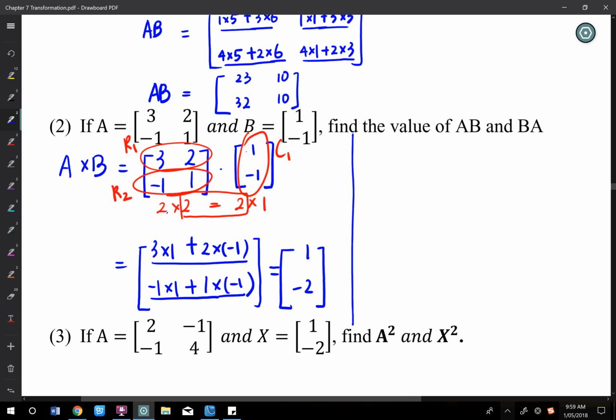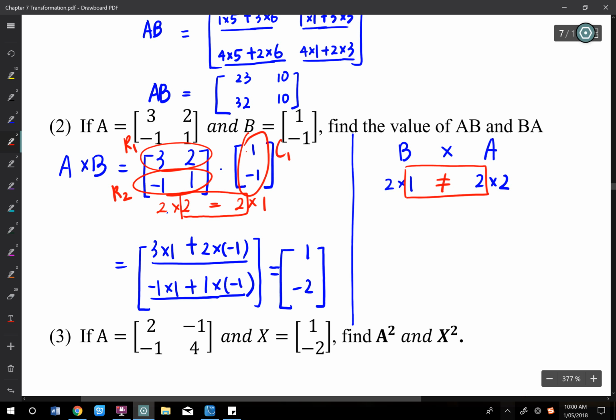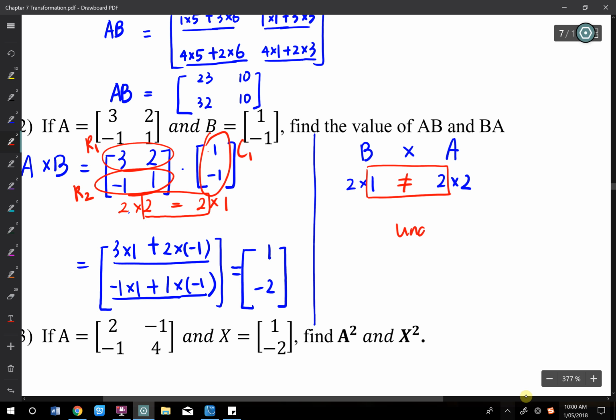Okay, now we try B and A. B is a 2 times 1 matrix. A is a 2 times 2 matrix. The middle numbers are not the same, so it is undefined. I can't multiply B and A together. So that's what I said: A times B is not equivalent to B times A. You can see that this one can be evaluated, this one can't. So it's undefined here.